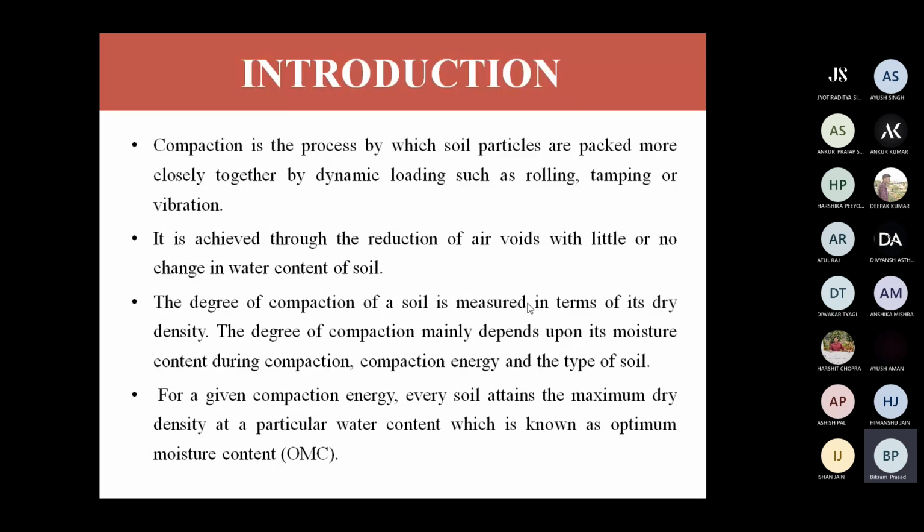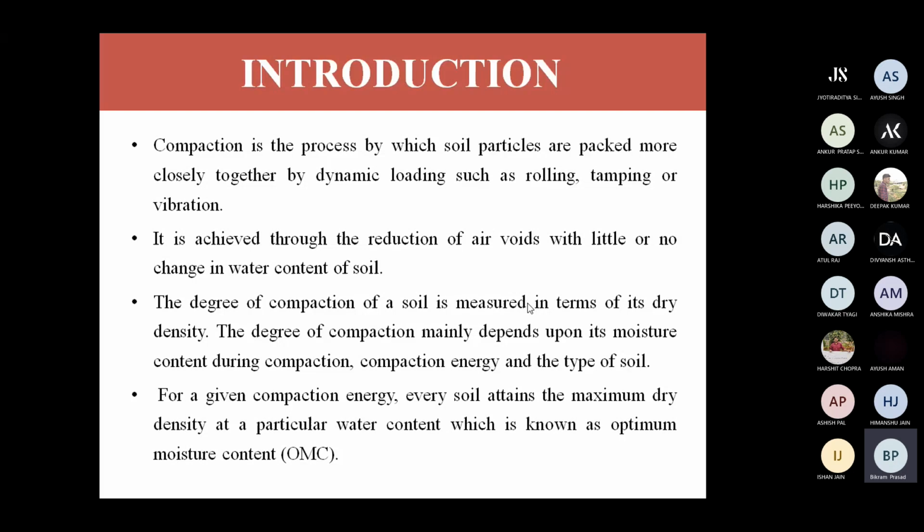It is achieved through the reduction of air voids with little or no change in water content of the soil. The degree of compaction of a soil is measured in terms of its dry density. The degree of compaction mainly depends upon its moisture content during compaction, compaction energy, and the type of soil. For a given compaction energy, every soil attains the maximum dry density at a particular water content, which is known as optimum moisture content. So what happens here? At a particular water content, we can see what the maximum dry density is.